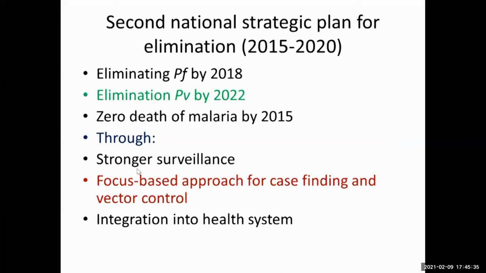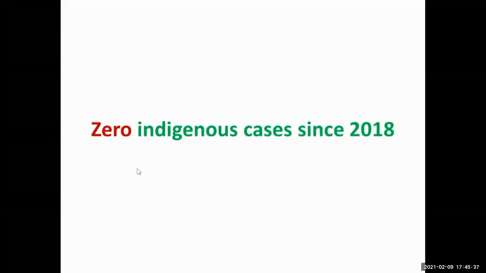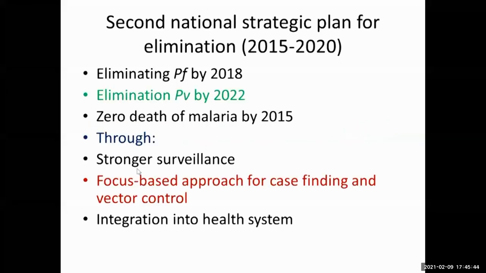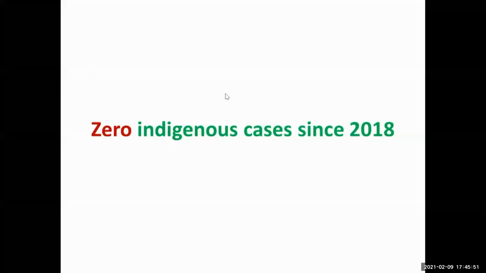Now, we are reporting three successive years of zero indigenous cases. So we are ahead of the program in terms of elimination. I hope we can sustain these zero indigenous cases during the midst of this pandemic in the country, where we are worried about the impact of this disease on the surveillance and control activities of the disease in southern Iran.